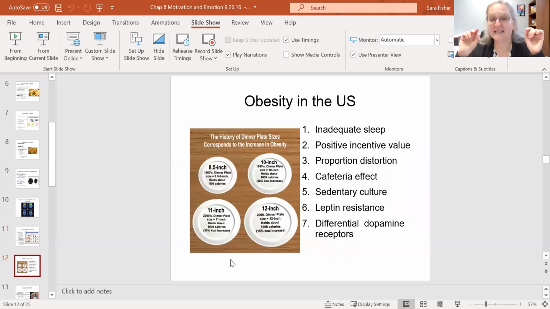What's happened to the plate sizes, right? And what's this one? 1960s. In the 1960s, the standard plate was 8.5 inches. In 2010, it was 12 inches, right? So the smaller plates that you'll see on the buffet, they appear to be fuller. There appears to be more food, right?